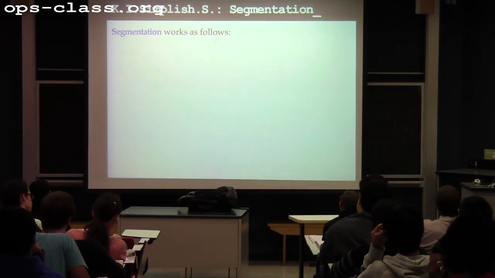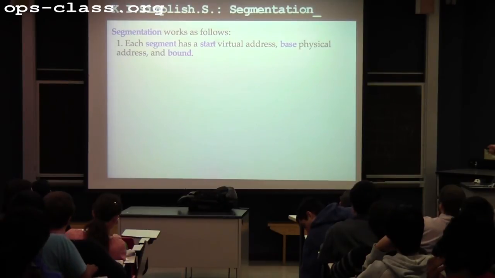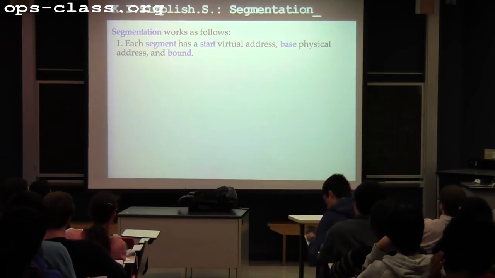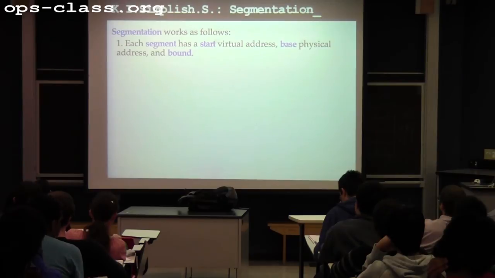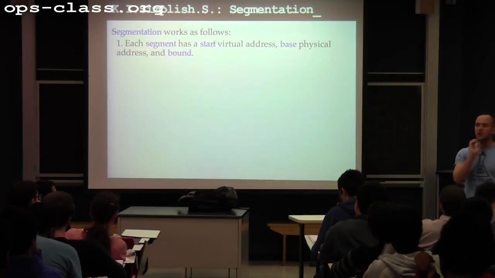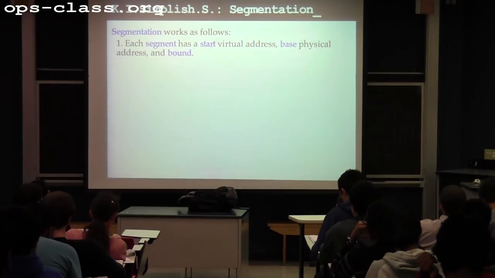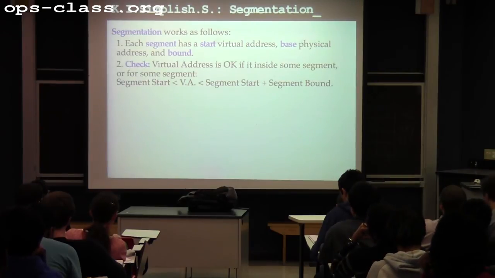Otherwise, nothing would work, right? So how do I do segmentation? Each segment now needs one more additional piece of information, which is that I need to know what the start virtual address of this segment is. But other than that, it's base and bounds. The start virtual address tells me where that base and bounds is within the process's virtual address space. And the base physical address and bound work the same way.